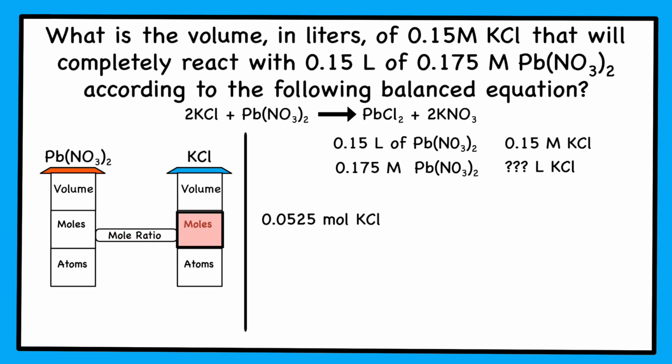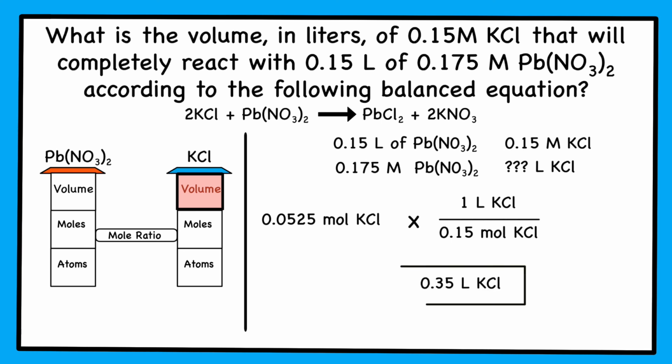Now my last step is to convert my moles of potassium chloride to liters of potassium chloride using potassium chloride's molarity. Because we are going from moles to liters, we are going to have to use the inverted molarity. So our last step should read 0.0525 moles of potassium chloride times 1 liter of potassium chloride over 0.150 moles of potassium chloride. This gives me 0.35 liters of potassium chloride in my solution.